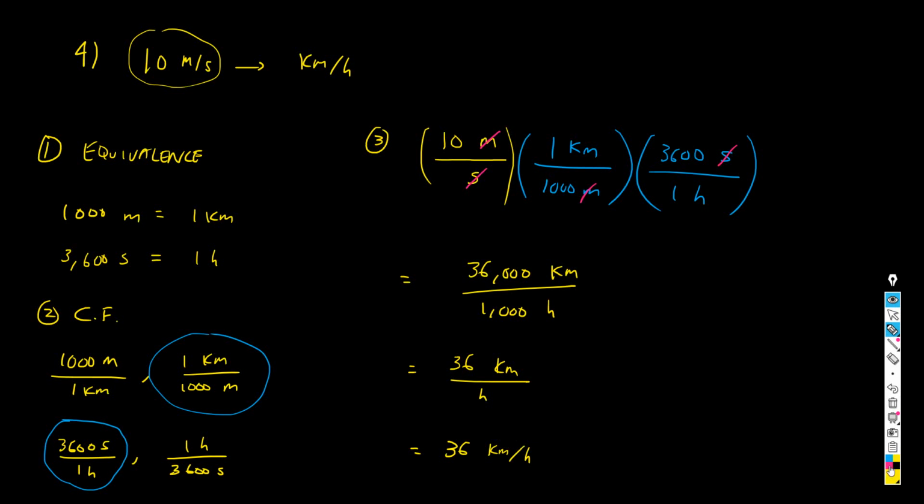And that is my solution, guys. My solution is 10 meters per second equals 36 kilometers per hour. So that's how these things work, guys.